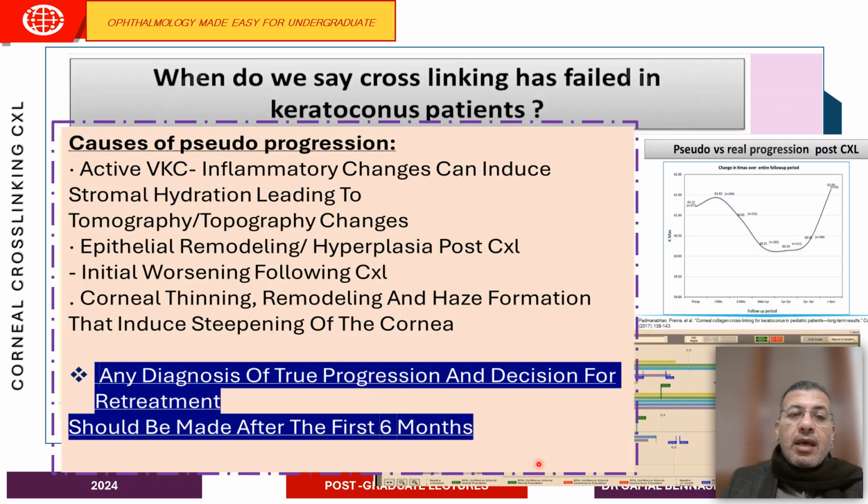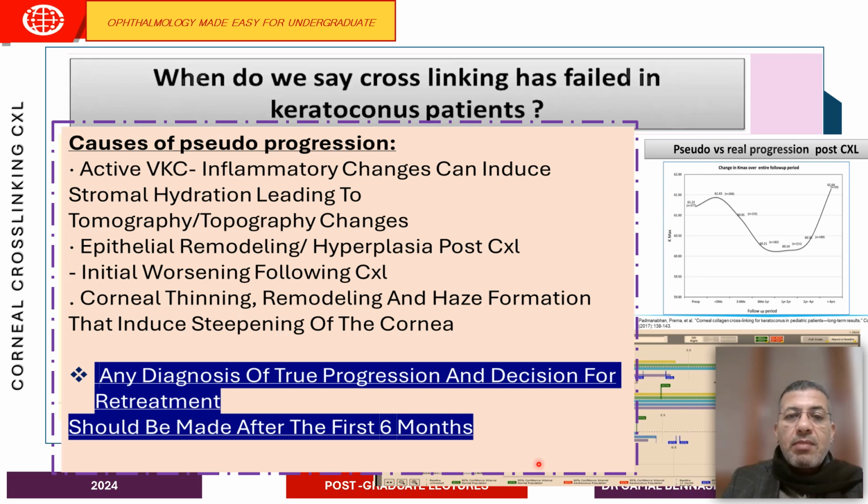So you should differentiate a real progression after a primary cross-linking from pseudo progression. Now, what's the meaning of pseudo progression after cross-linking? Immediately, within the first 1 month after cross-linking, you will find all the parameters will be worse in the form of the Kmax, the steep K reading, the curvature, and the thickness of the cornea, and the visual acuity.